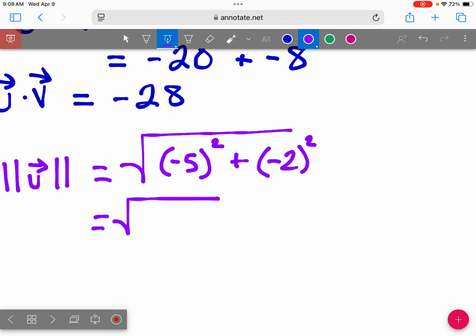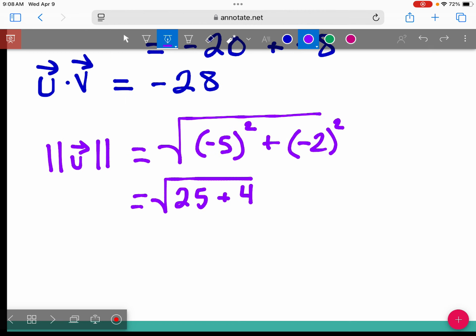So when we do this, our -5 squared, we've got 25. And our -2 squared gives us a +4. Make sure we are thinking about those being in parentheses there. -2 squared is not -4. -2 squared is +4. So our magnitude of vector u is the square root of 29, which is not pleasant, but it's a thing.